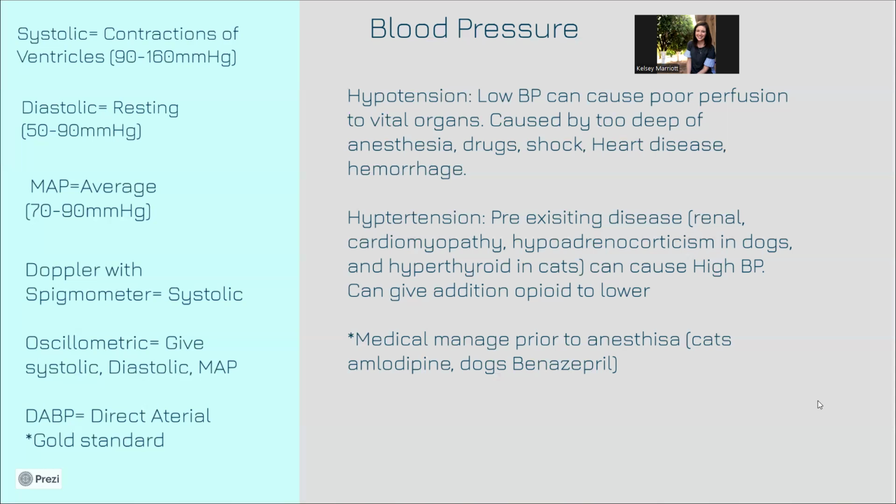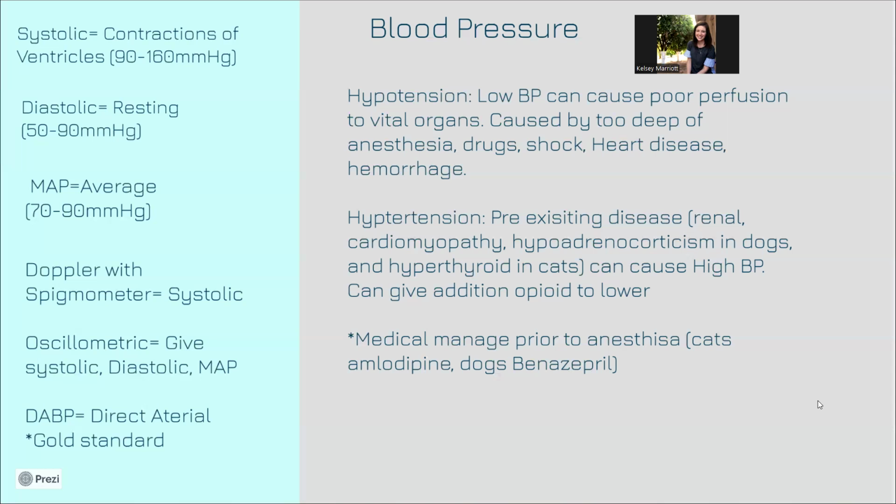And so that's where we start to see poor perfusion to vital organs. And this could be because our patient is way too deep on anesthesia. What drugs did we give that this is a side effect of? The patient could already have been in shock, or they are a heart disease case, or they're hemorrhaging somewhere. So this might be seen in like a hit by car surgery, like a dog that's been hit by a car and then the doctor is trying to fix whatever happened.